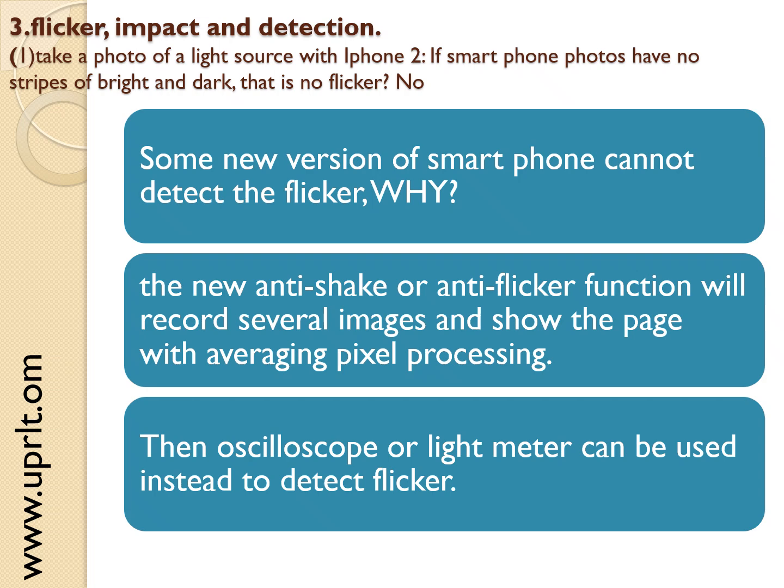If smartphone photos have no stripes of bright and dark, does that mean no flicker? No. Some new versions of smartphones cannot detect the flicker. Why? The new anti-shake function will record several images and show the page with averaging pixel processing. And some smartphones have an anti-flicker function. Both functions will remove the stripes of bright and dark. Then an oscilloscope or light meter can be used instead to detect flicker.